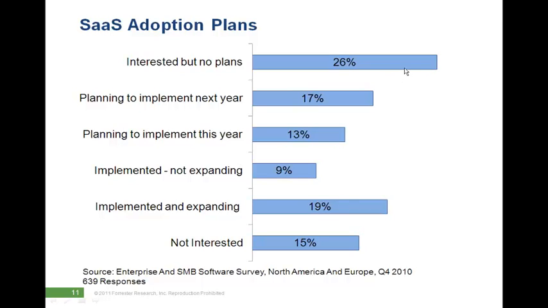You'll see 26% said they were interested but had no plans. 17% were planning to implement the following year. 13% were planning to implement this year. 9% had already implemented but were not expanding, and 19% were implemented and expanding. And 15% did not have any interest. So bottom line, if you look at those that have implemented, which would be the second and third from the bottom, that's a total of 23% of organizations that have already implemented some form of SaaS technology.